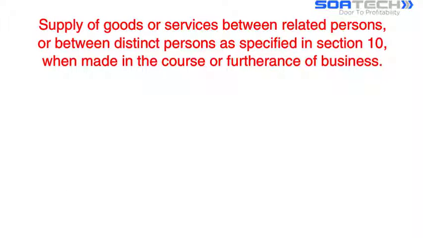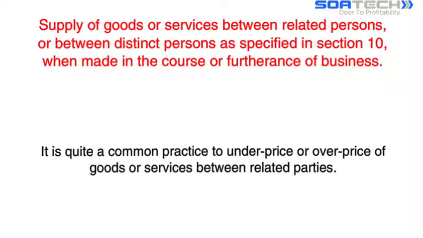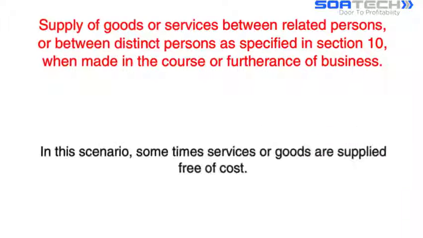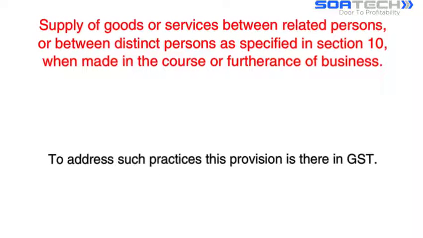Supply of goods or services between related persons, or between distinct persons as specified in Section 10, when made in the course or furtherance of business. It is quite a common practice to underprice or overprice goods or services between related parties. In this scenario, sometimes services or goods are supplied free of cost. To address such practices, this provision is there in GST.